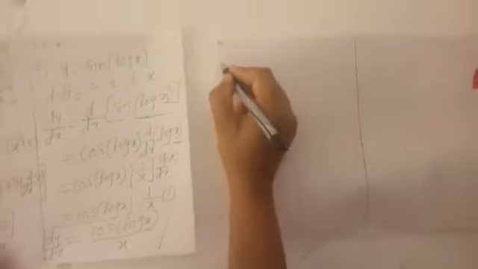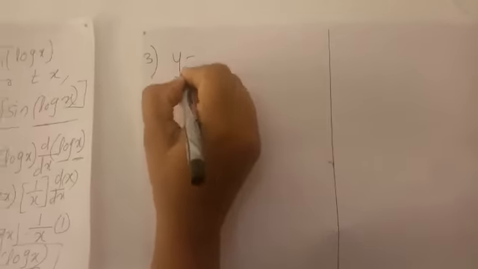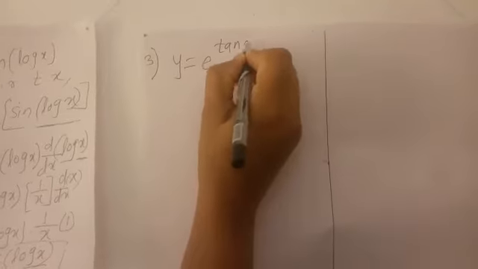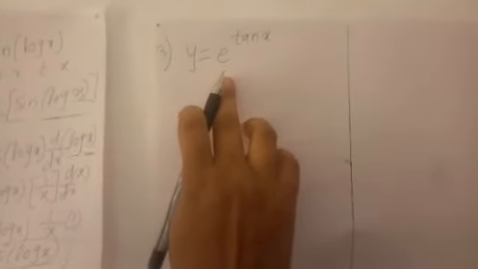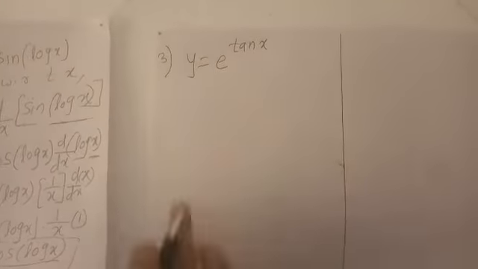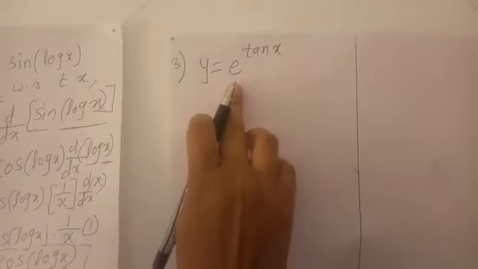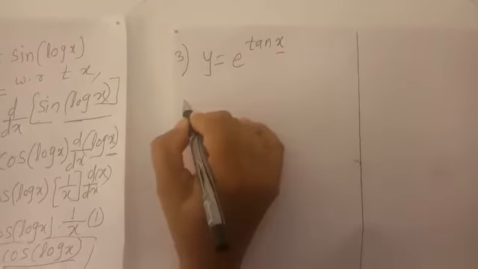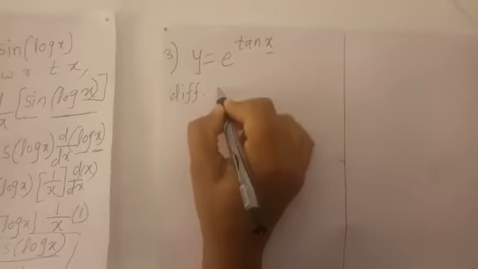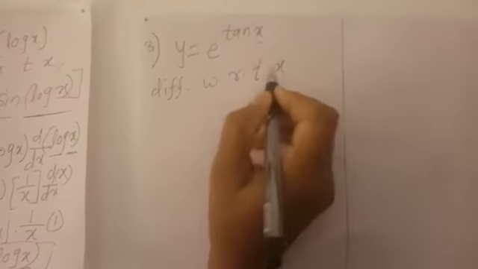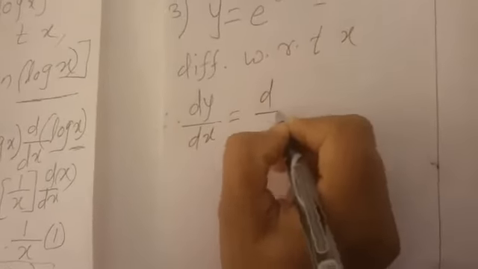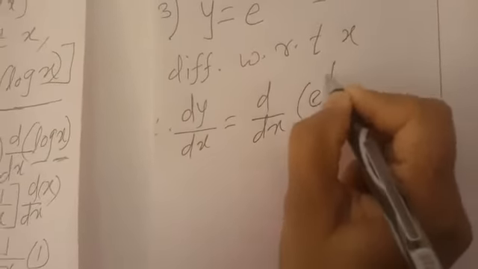Let us see third example. y is equal to e raised to tan x. Already we know that the derivative of e raised to x is e raised to x. So this example is in the form of e raised to x. y's function is given in the variable x. Therefore, differentiate with respect to x, and therefore dy by dx is equal to d by dx of e raised to tan x.